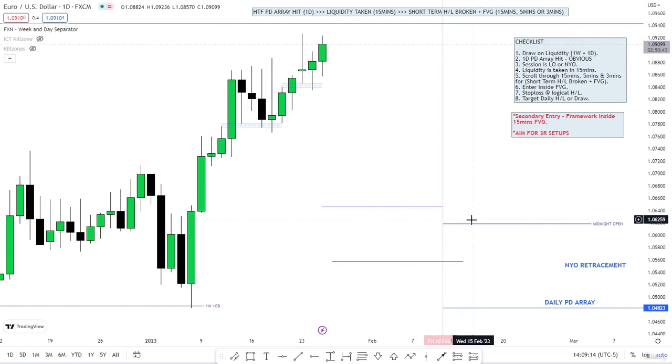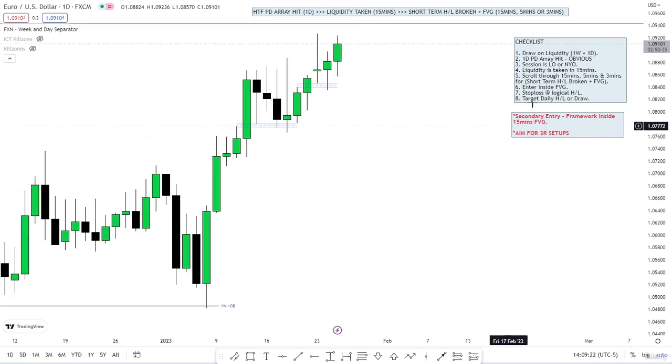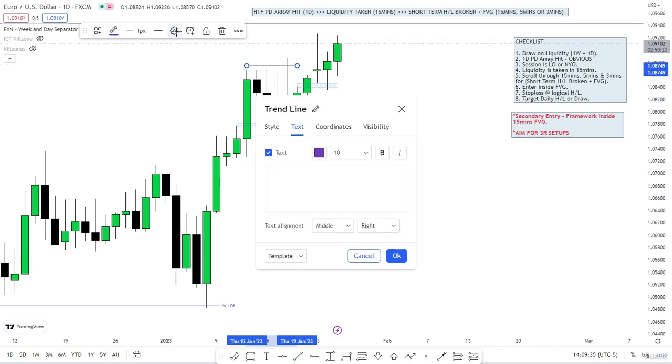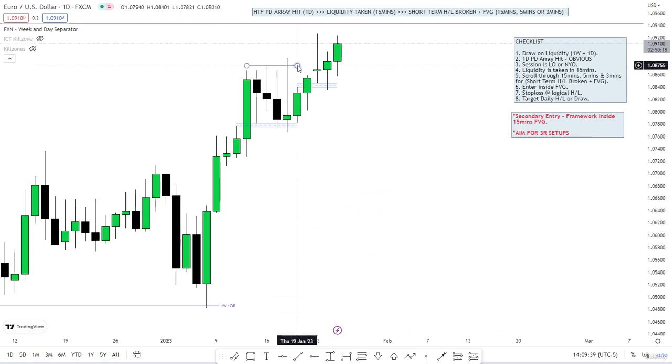Okay, so let's move on. Let's move on to the next thing. So the next thing, we have already determined daily PD arrays that are obvious, can clearly see them. So we also have these highs here, but we're not looking. Okay, maybe if we get down there, we'll look at them. Visibility is all over, so that's good. So we look at this high once it was taken out.